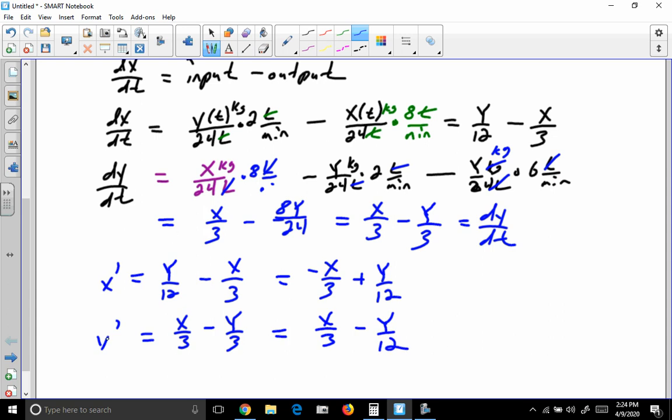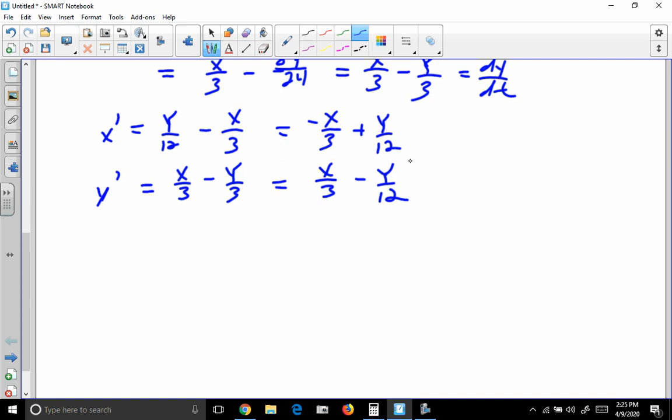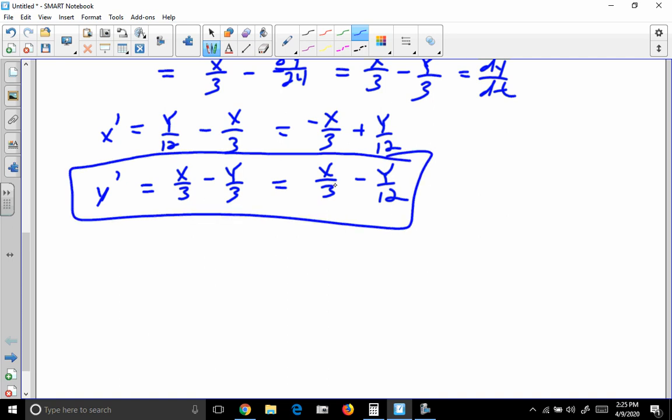So the rate at which x is changing is dependent on the amount of salt in each tank, and the rate at which y is changing is dependent on the concentration in each tank. So this one is actually not that difficult to solve. We can solve the second equation for x. So if we multiply through by 3, we have 3y prime equals x minus, if we multiply this by 3, we get y.